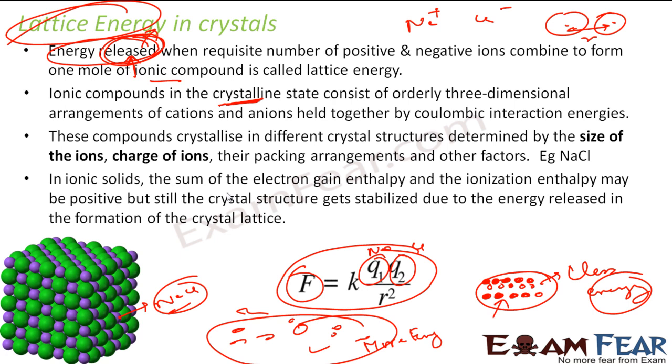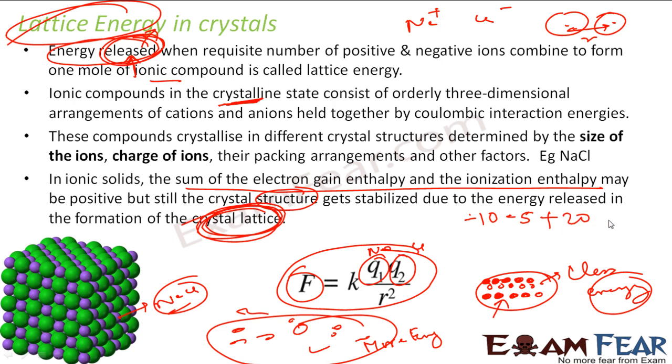Correct? So to add the final statement, we can say that the sum of electron gain enthalpy and ionization enthalpy may be positive, but the crystal structure gets stabilized due to the energy released from lattice energy. See, let's assume that for electron gain enthalpy you need 10 joules of energy. For ionization also you need 5 joules of energy, let's suppose. But for lattice, the energy release is 20 joules. So overall you are still getting 5 joules of energy, right?